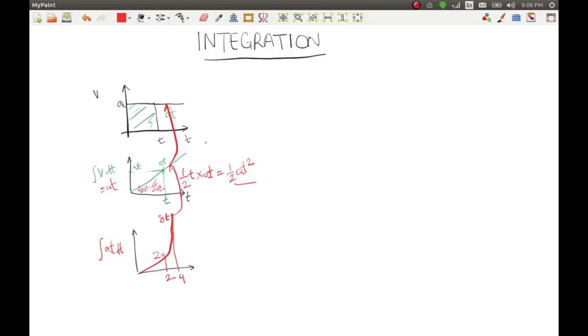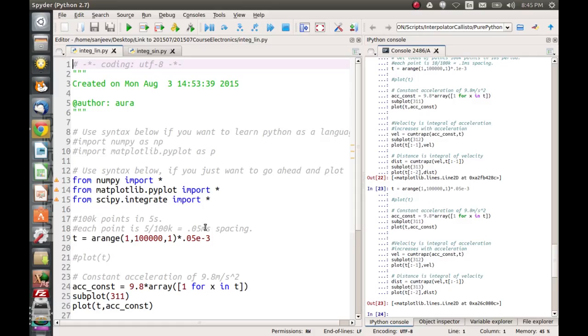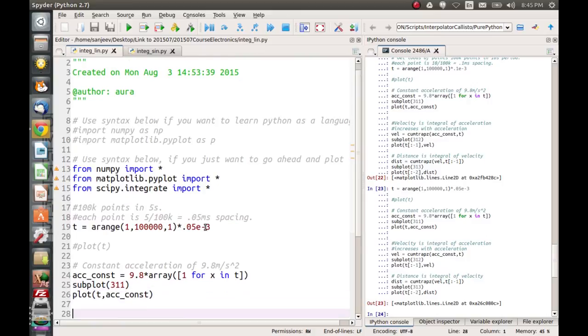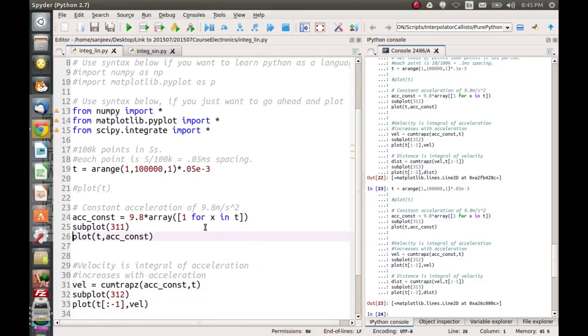Now that we've done the theory, let's look at how we would see this in Python. The example I'm taking in Python is of a falling object. So I'm basically using a constant acceleration of 9.8 meters per second square, but as I said, Python doesn't actually understand units. I'm taking an arange of 5 seconds, and dividing that by 100,000 points, so each point is 0.05 milliseconds.